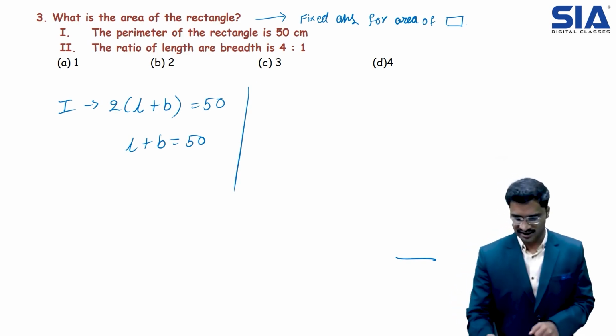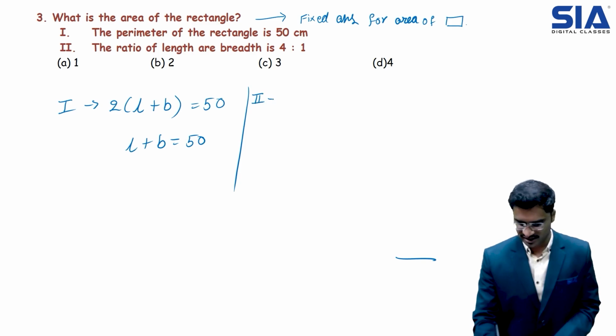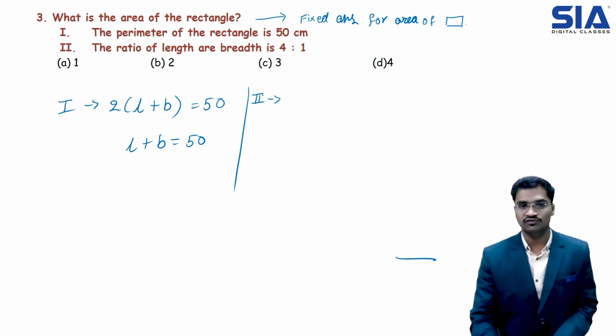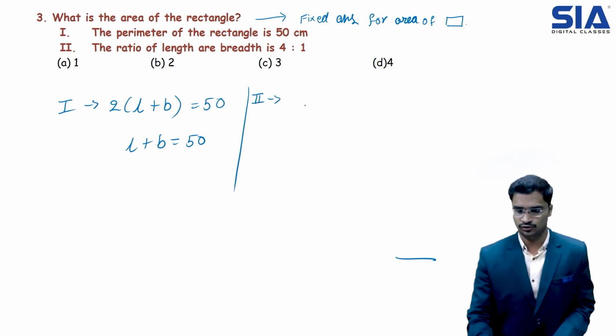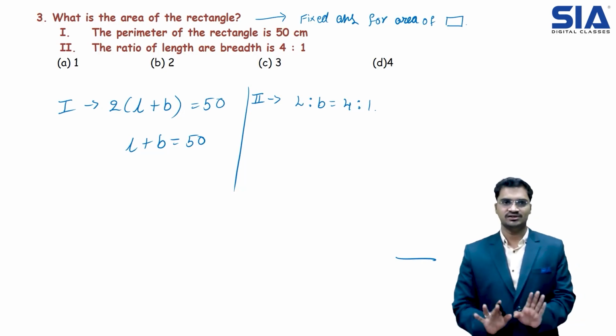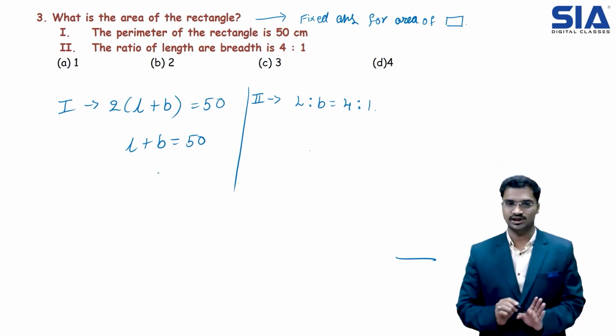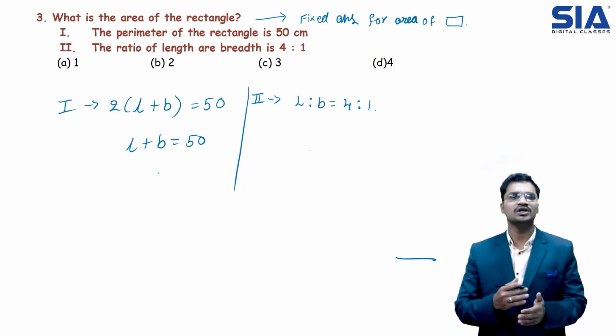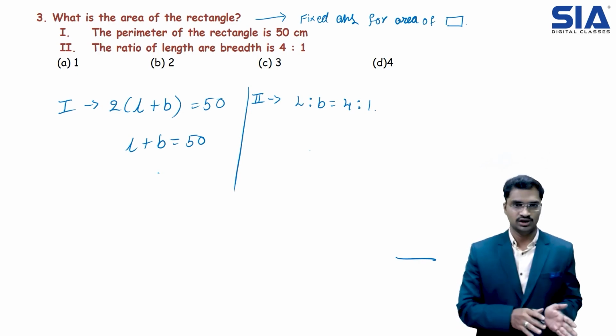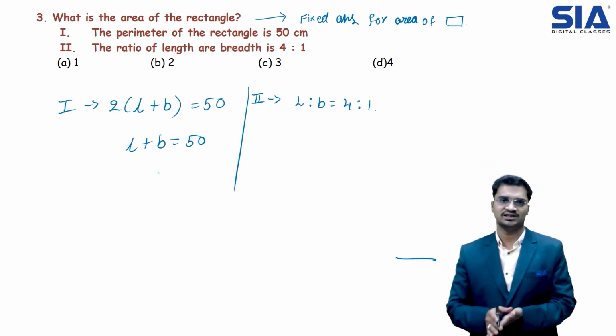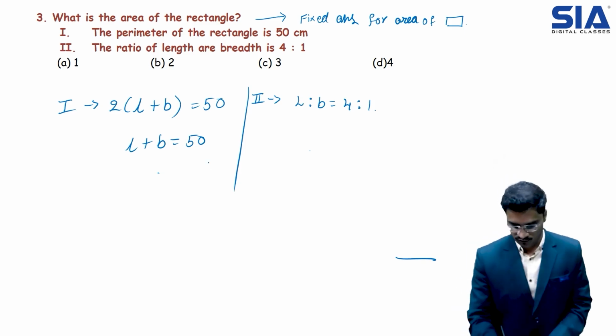Now coming to the second statement. The second statement says that the ratio of length and breadth is 4:1. So L:B is 4:1. So by using only the first statement, I cannot answer the question, and by using only the second statement, I cannot answer the question.